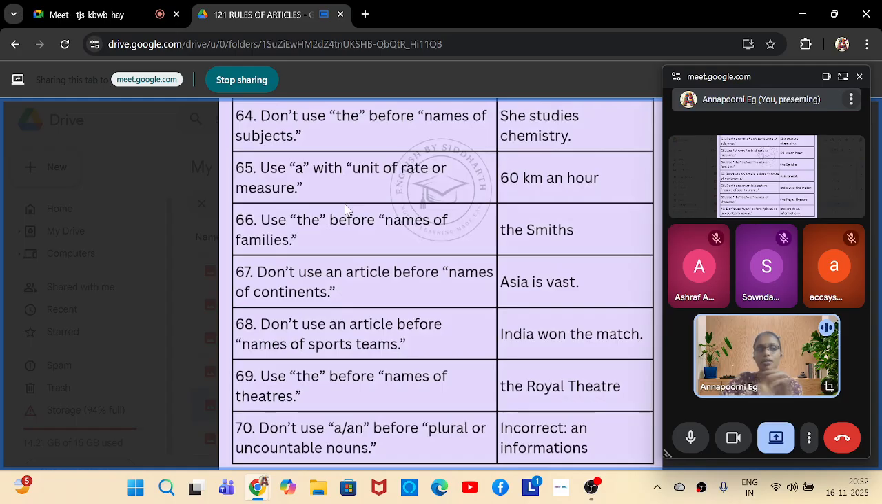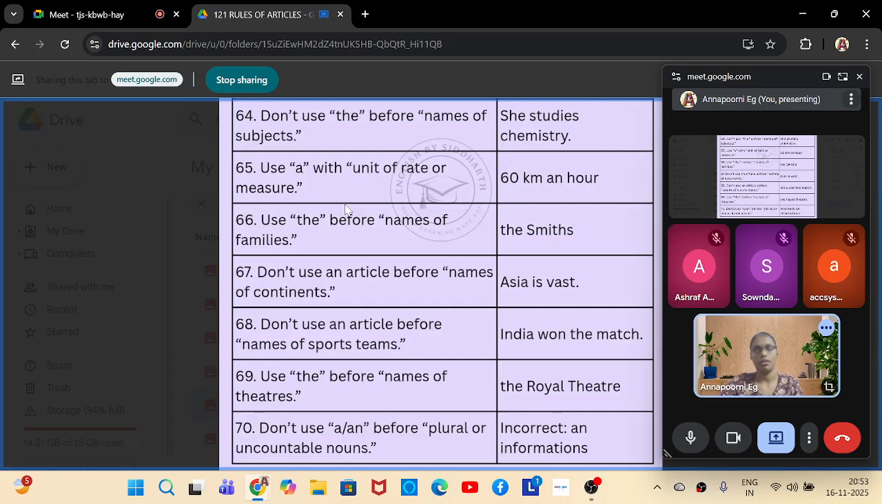Whereas if we want to say he is an Asian, you can say he is an Asian. So to tell the nationality of a person you can use a or an. He is a French. He belongs to France. So he is a French. She is a German. I am an Indian. She is an Asian. There we can use a or an.